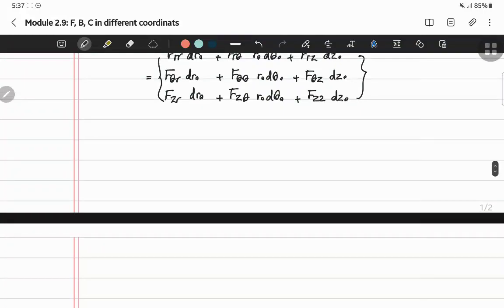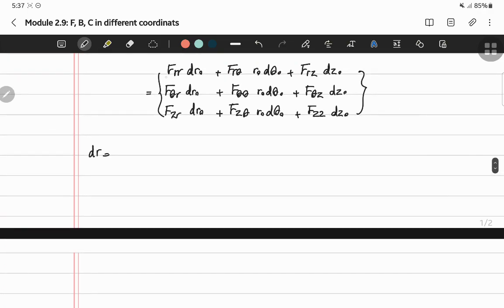So dr is equal to, as I just write, I expand. So we have dr is equal to F_RR. We have this dr0 in here because it's a scalar. Then we have F_RR. So instead of F_RR, I'm going to write e_R dot F e_R0.